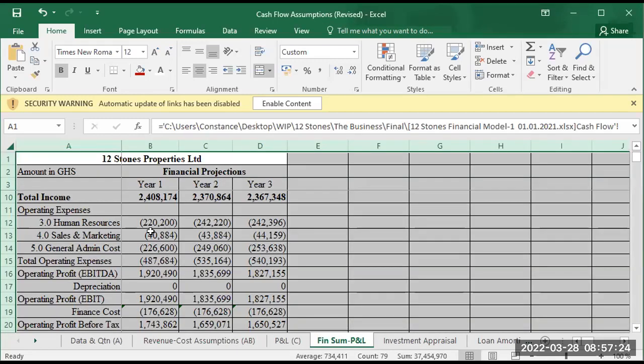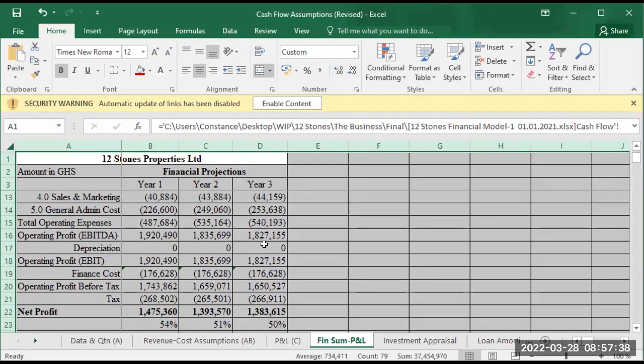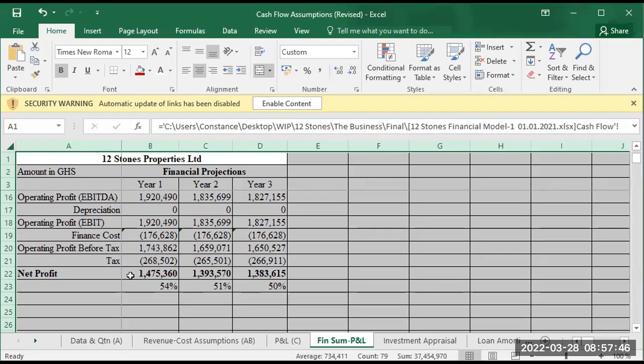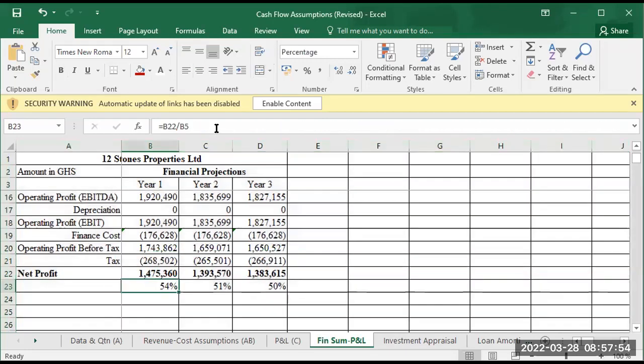So that's it. It's the same for sales and marketing, general administrative costs, total operating expenditure, and operating profits. And depreciation, I said no depreciation, but if you had depreciation, we would have subtracted depreciation from the net cash flow to get the net profit. So in this case, this is all we have. So in all, we have this as our net profit.